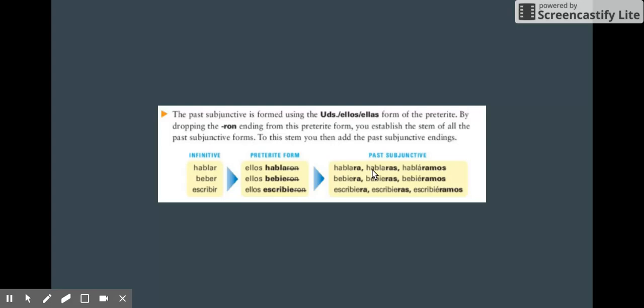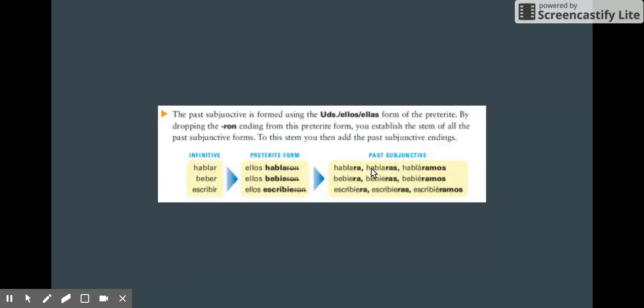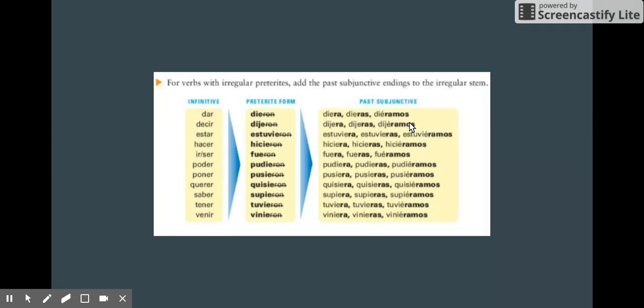escribieras, escribiéramos. A lot to know, but for now, focus mainly on the verb endings and that it takes the stem of the third person plural form of the preterite. So here's some of the stems from the regular preterites. So all you do is add the past subjunctive ending to the irregular stem. For now, just go over these. We'll be practicing them in class.